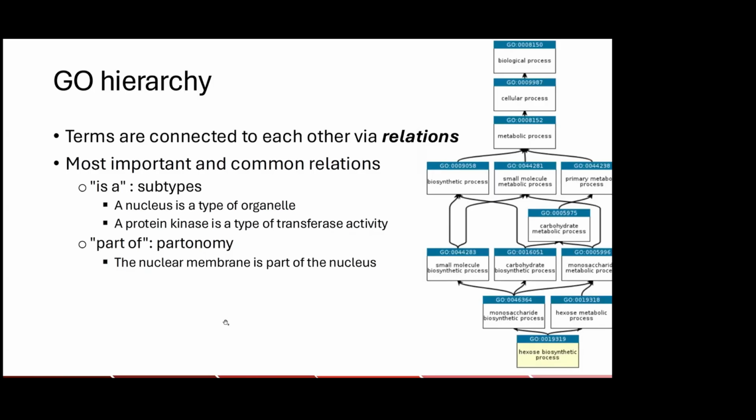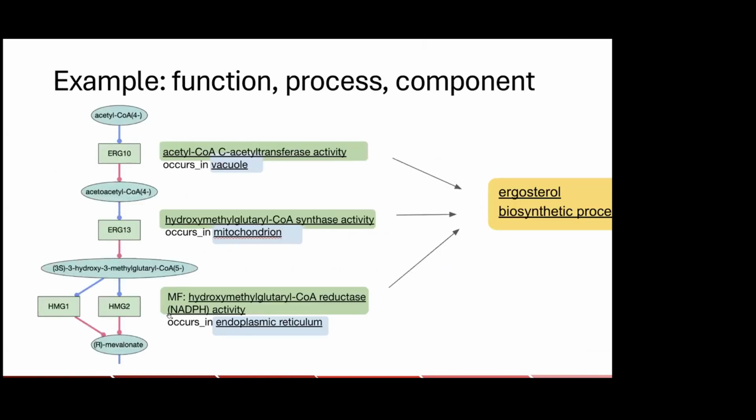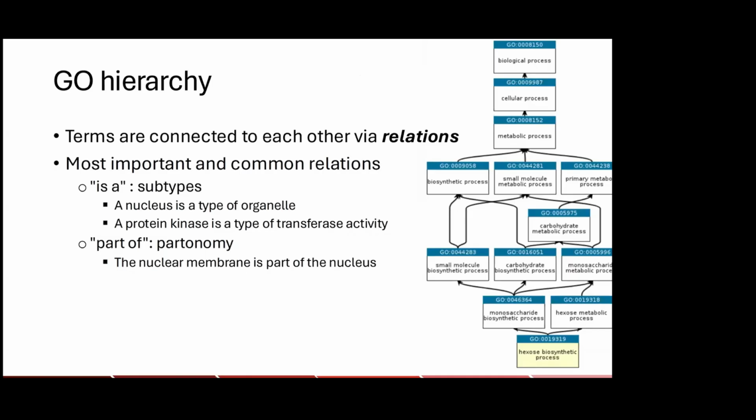So as I said before, the terms are connected to each other via relations. There are multiple relations in GO. The main ones are is-a. So for example, hexose biosynthetic process here is a monosaccharide biosynthetic process. Or, a nucleus is a type of organelle. Protein kinase is a type of transferase activity. And then there's also part of, for example, a membrane is part of an organelle.